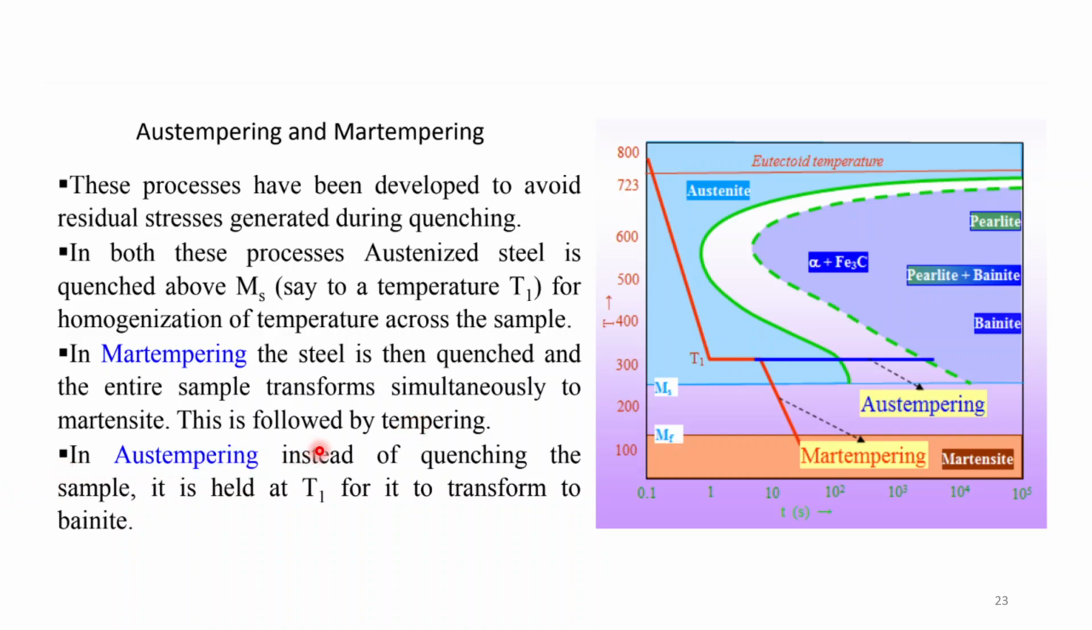In austempering, instead of quenching the sample, it is held at T1. At T1 it is held for a very long time, so that the entire metastable austenite transforms into bainite. So instead of quenching, it is held at T1 for it to transform to bainite.